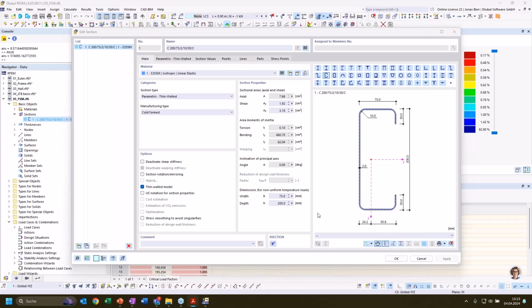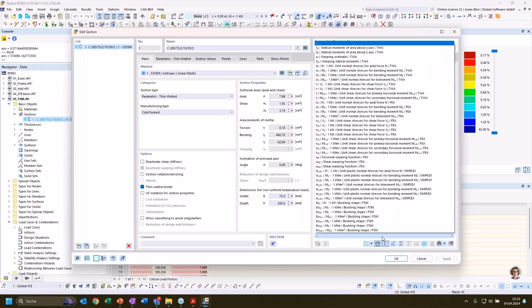So for a particular section, we have on the right side this preview of the section with all the dimensions and so on. And below that, we have a drop-down menu where we can find a lot of interesting features and functions of this cross-section. For example, unit stresses under certain loads. But right at the bottom, we also have the possibility to investigate the buckling shape of this section for some unit loads, for example, for a 1 kilonewton compressive load or for 1 kilonewton meter bending moment around the strong axis and so on.